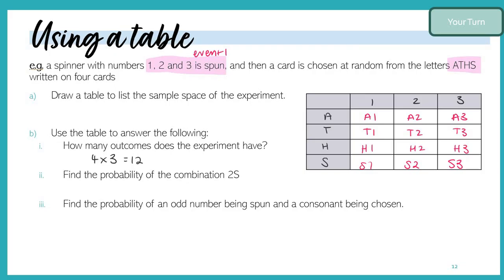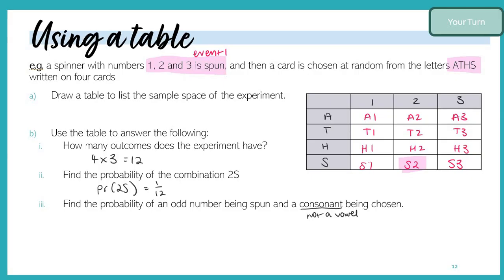Now the probability of having just 2S, well, that's the same as S2, right? So that's going to be 1 out of our 12 possible outcomes. And then the probability of an odd number being spun and a consonant. So for those of you who aren't quite sure what that means, it just means not a vowel, right? But an odd number and a consonant.